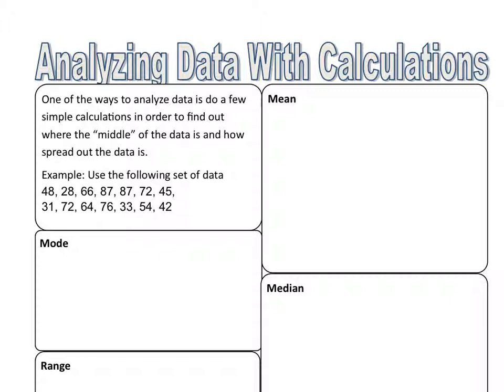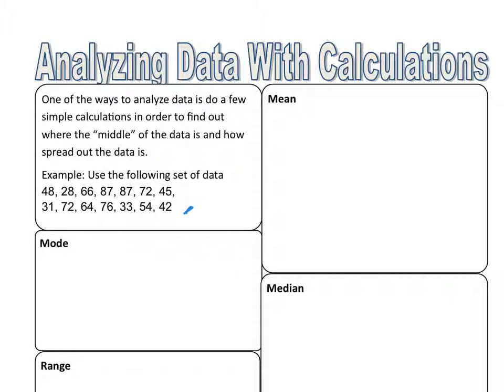One of the ways to analyze data is to do a few simple calculations. The first set, mean, median, and mode, tell us where the middle of the data is. And then I'm also going to talk about two calculations, range and standard deviation, that tell us how spread out the data is. I'm going to show you with an example. I've already written the example here.